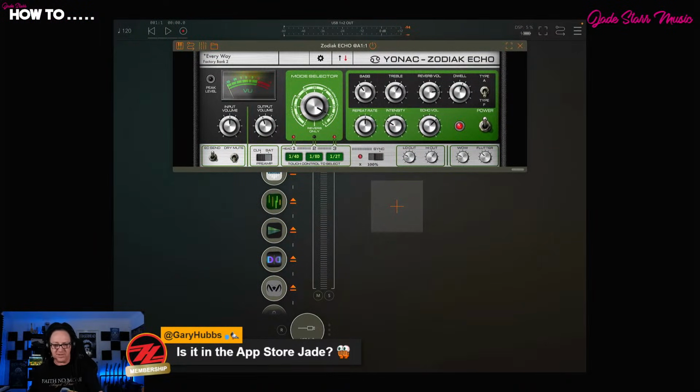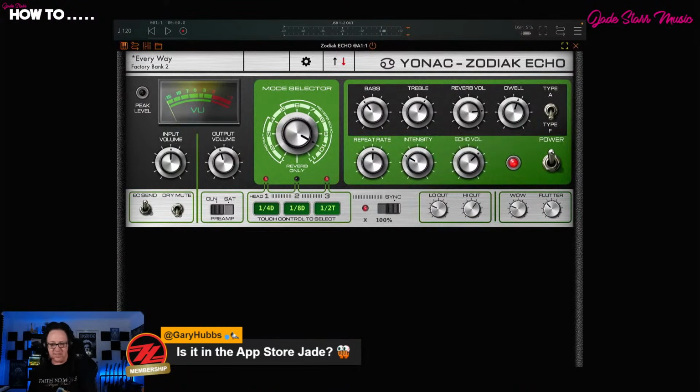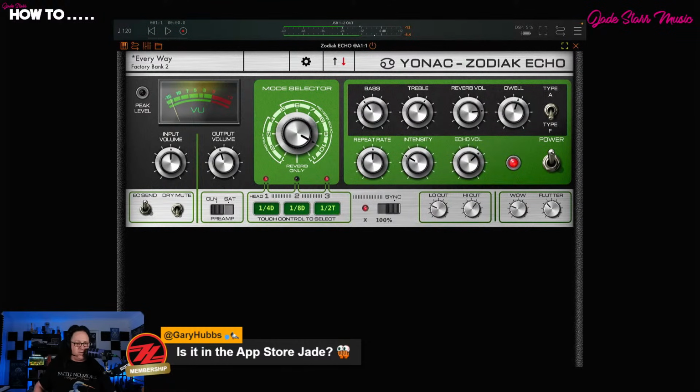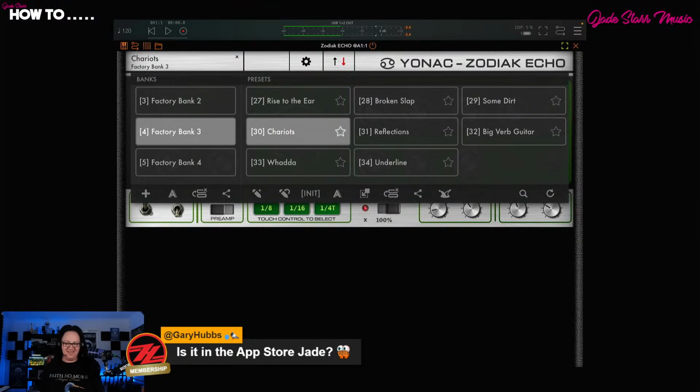I think one of them, here we go. There's the Zodiac Echo by Yonac. There it is, right? And if I grab a microphone... So we've got multiple mode selectors here. Repeats. You've got reverb built into this. The timing. And when we go all the way to 11. 11! Yeah!